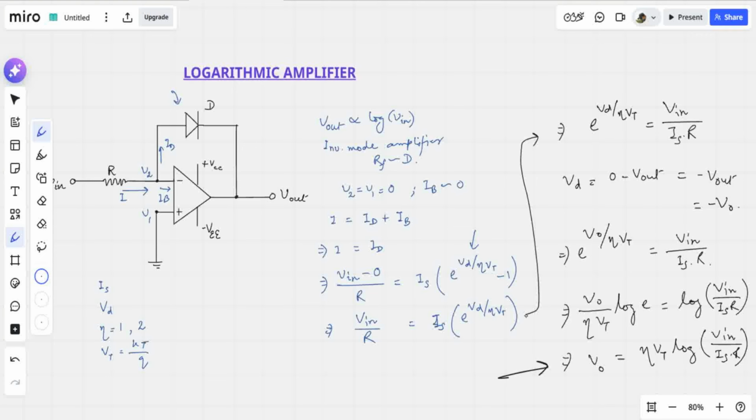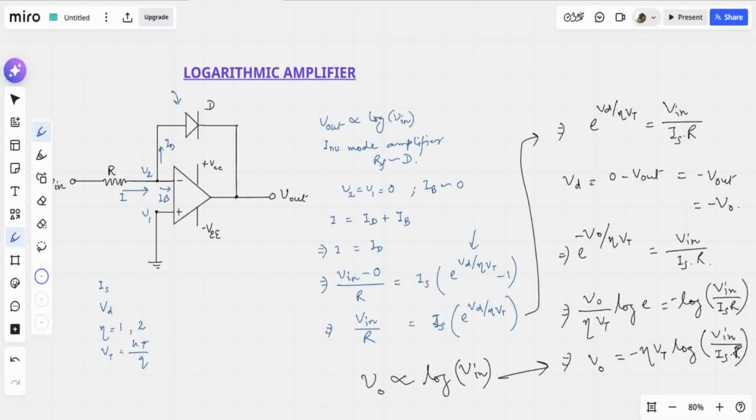So now what we have found here is that the output is a function of the logarithm of the input, right? So this proves that this circuit provides a logarithmic output whenever we apply the input. Yes, I have missed one negative sign, so this will be negative. So V naught is minus eta Vt log of V in by Is into R.